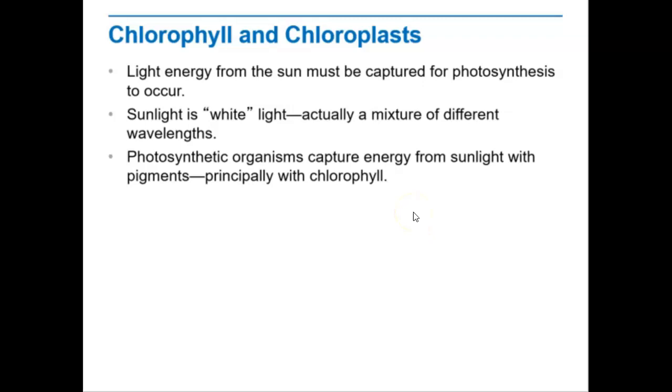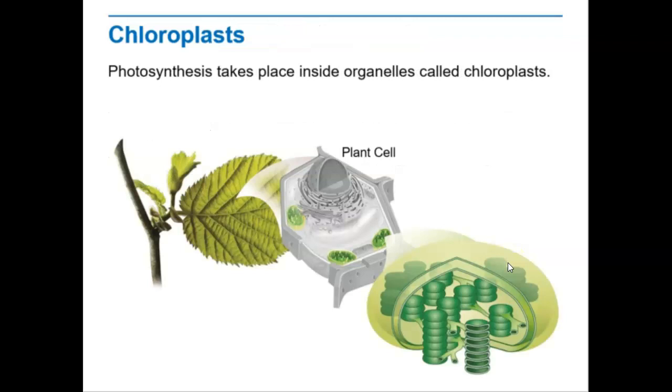All right, so chlorophyll and chloroplast. Light energy from the sun must be captured for photosynthesis to occur. Sunlight is white light, which is a mixture of a bunch of different wavelengths, right? And then photosynthetic organisms capture energy from sunlight with pigments. The main one would be chlorophyll. And chlorophyll has a green color to it, which is why pretty much everything that photosynthesizes is green. Now there are some different colors in chlorophyll, which I'm hoping I'll be able to do a little demonstration for you guys on that. All right, so let's go into chloroplasts.